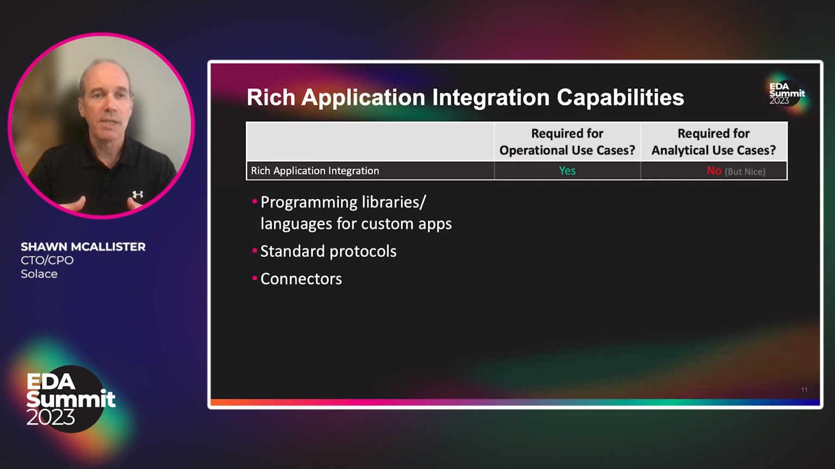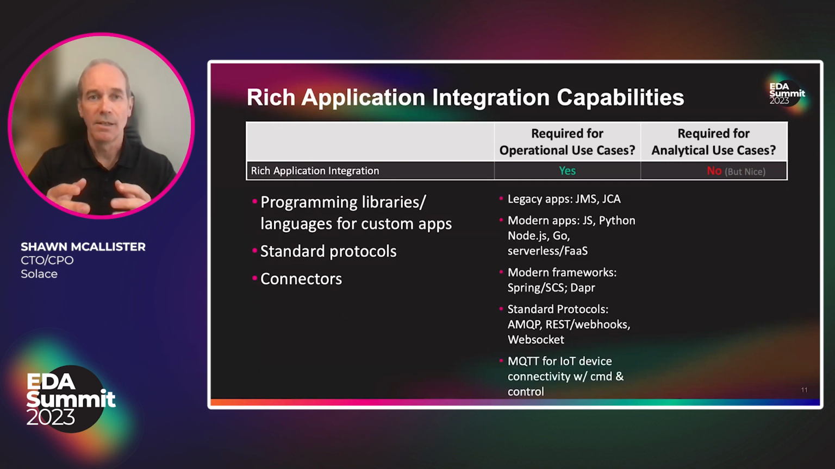By this, we mean having a rich set of software APIs in a whole bunch of different languages, supporting different standard protocols and having connectors. This is very important for operational use cases, not so important for analytics. Why is that? Well, in operational use cases, you have legacy applications that run your business today. Maybe you have third-party applications. Many of those are third-party, like off-the-shelf applications.